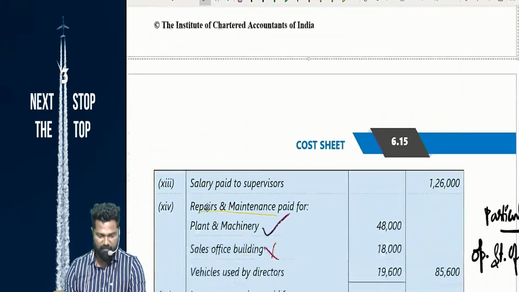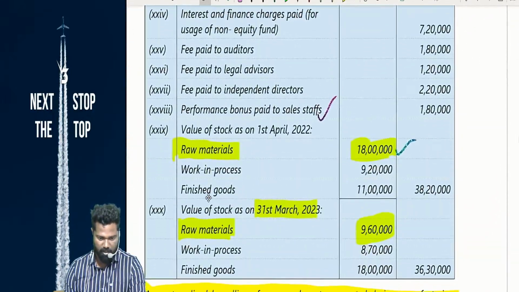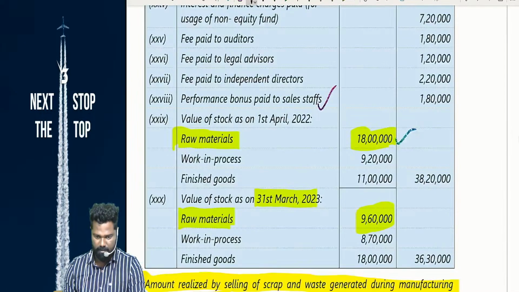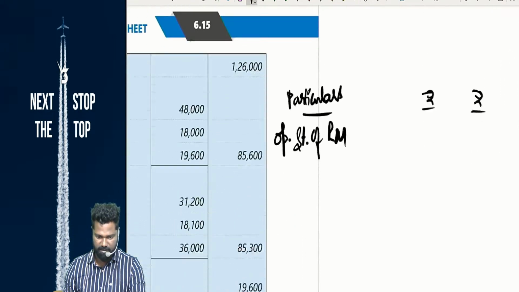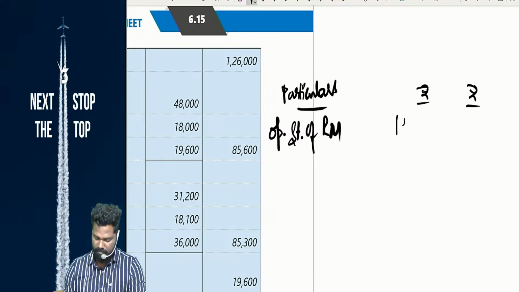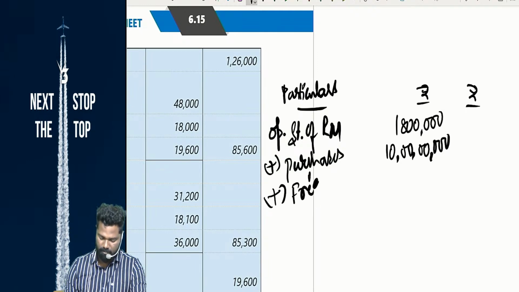Focus, focus. Opening stock of raw material is done. How much is the opening stock of raw material? 18 lakhs, right? How much was the purchases? 10 crores. Any freight inwards? Freight inwards 11 lakhs.